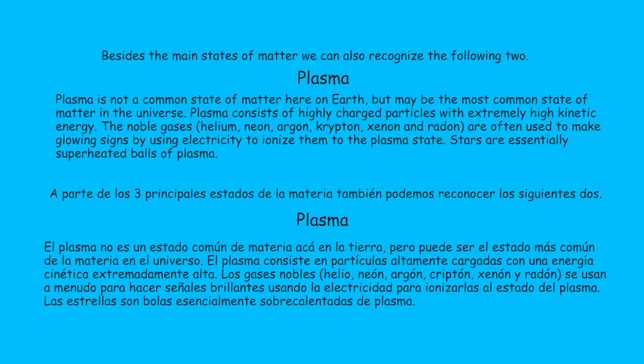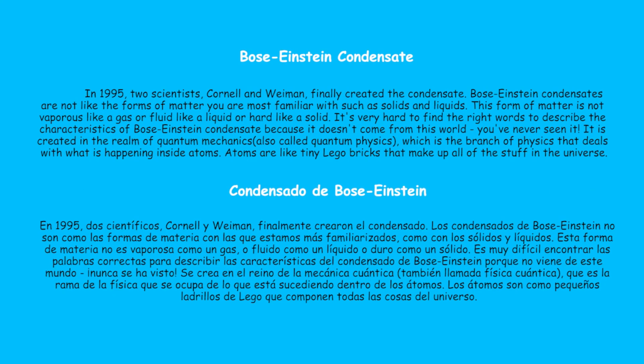Number one, plasma. Plasma is not a common state of matter here on Earth, but may be the most common state of matter in the universe. Plasma consists of highly charged particles with extremely high kinetic energy. The noble gases helium, neon, argon, krypton, xenon, and radon are often used to make glowing signs by using electricity to ionize them to the plasma state. Stars are essentially superheated balls of plasma.